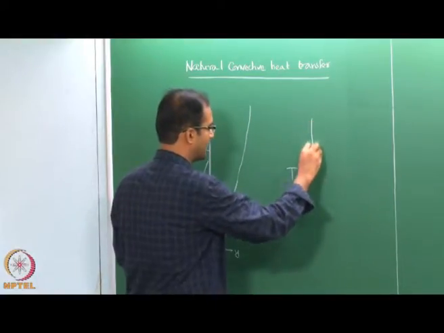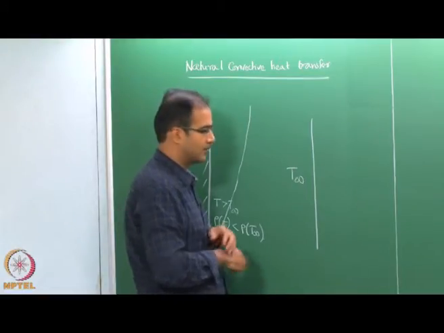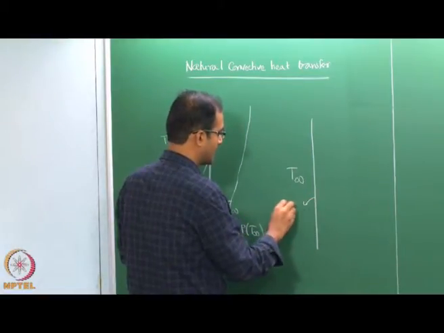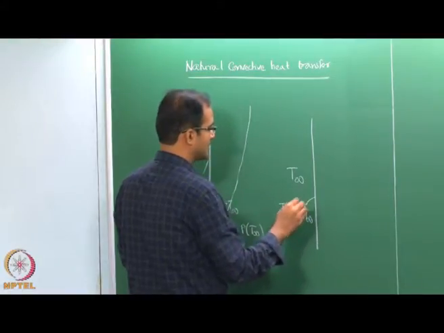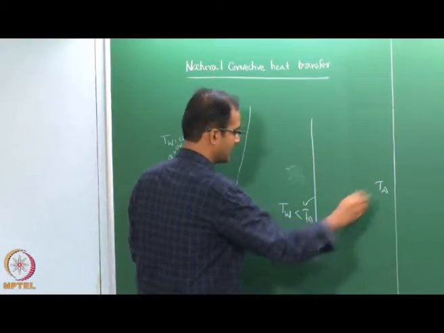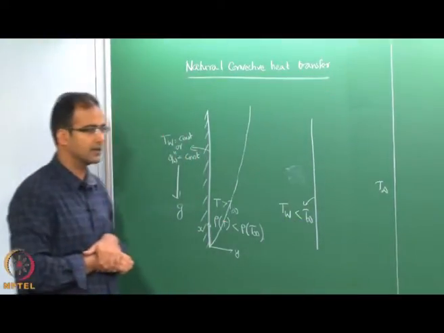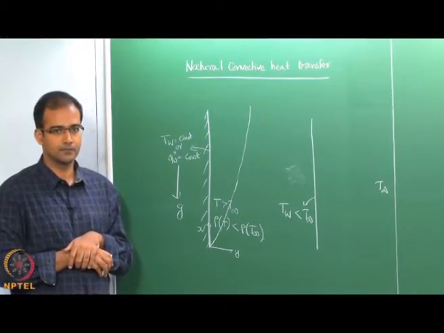Now, you can also do the same by reversing the temperature direction. That means, you can have a cold plate and you can have heated air. Suppose you have a plate where your T wall is less than T infinity. So, your T infinity is somewhere here and T wall is less than T infinity.